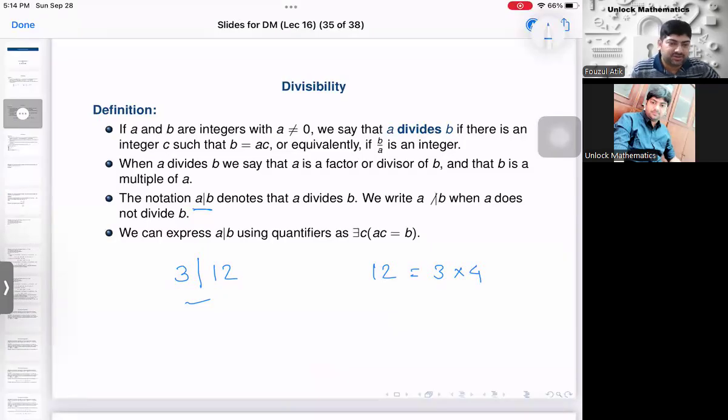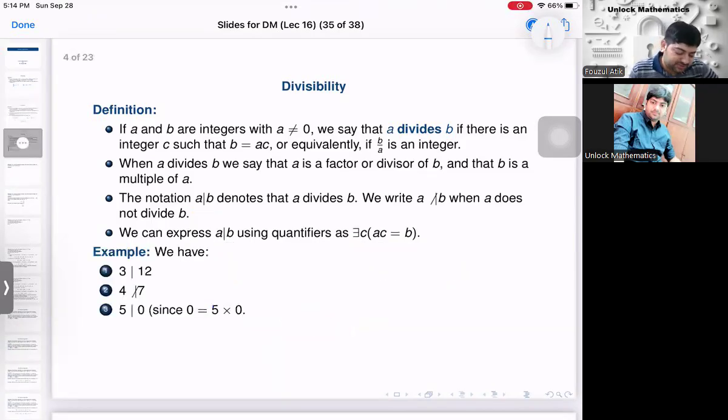Now I'll give you an example which does not divide. Does 5 divide 27? No, right? So we'll write it as 5 does not divide 27. This is the notation. And we can express a divides b using quantifiers as there exists c such that ac is equal to b. So we say that an integer a divides b if b is equal to a times some other integer.